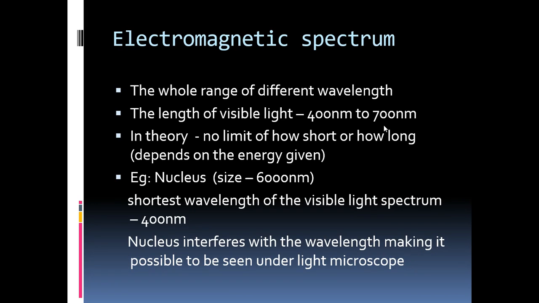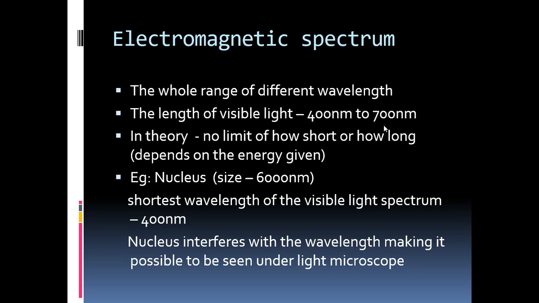For example, why can we see the nucleus with the light microscope and not the ribosome? There are a lot of organelles inside the cell, so let's just choose two, the nucleus and the ribosome. Why can you see the nucleus with the light microscope, but you can't see any ribosome using the same light microscope?